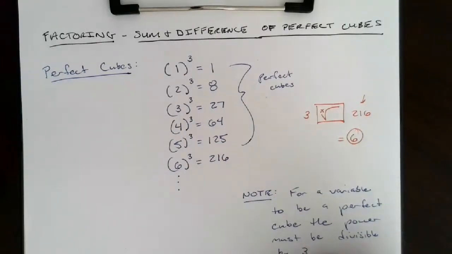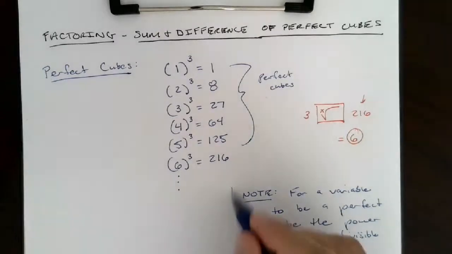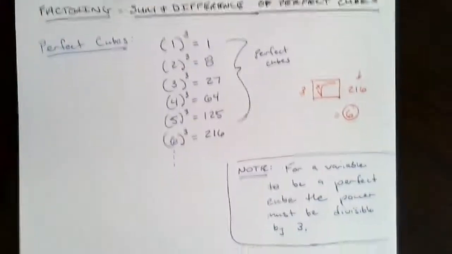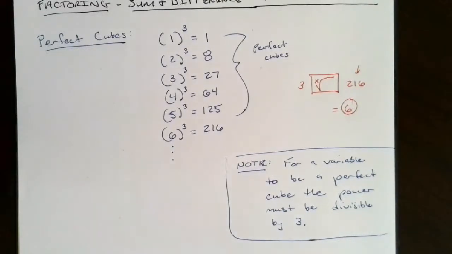by 3. If you remember when we talked about something being a perfect square for a variable, we said the exponent had to be even, meaning divisible by 2. So to be a perfect cube, it has to be divisible by 3. And this kind of applies to any other perfect powers. A perfect fourth power would be power divisible by 4, and so on. So for a perfect cube, we're looking for exponents that are divisible by 3. That's how we know the variable is a perfect cube.